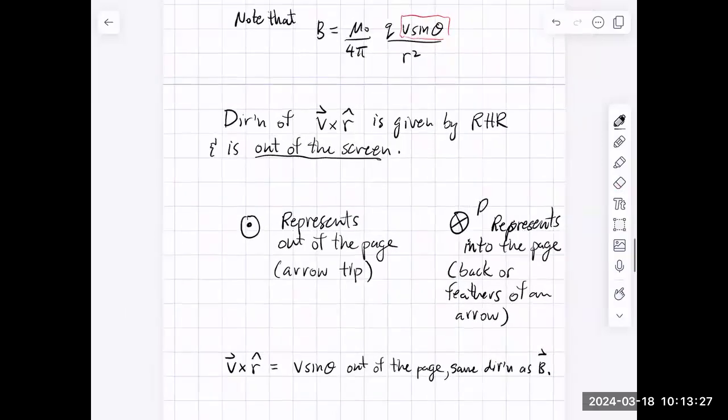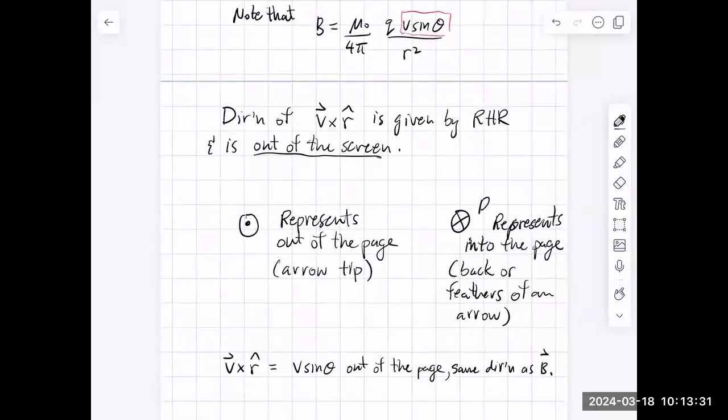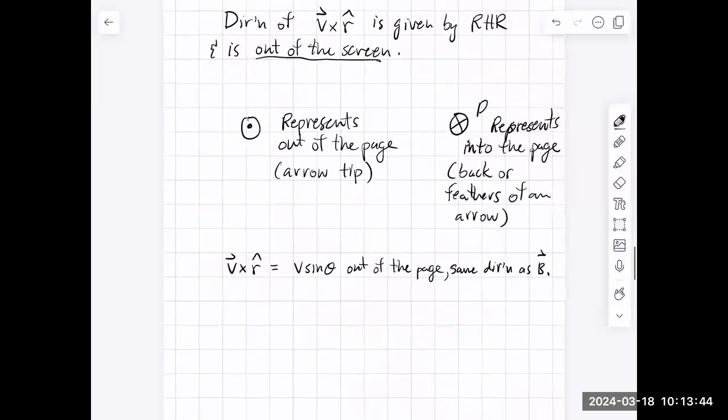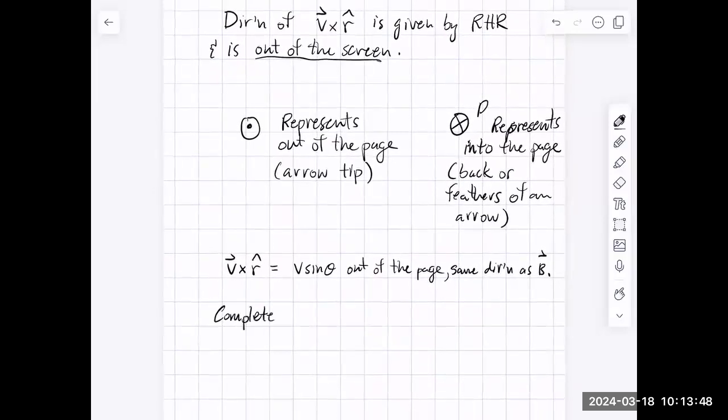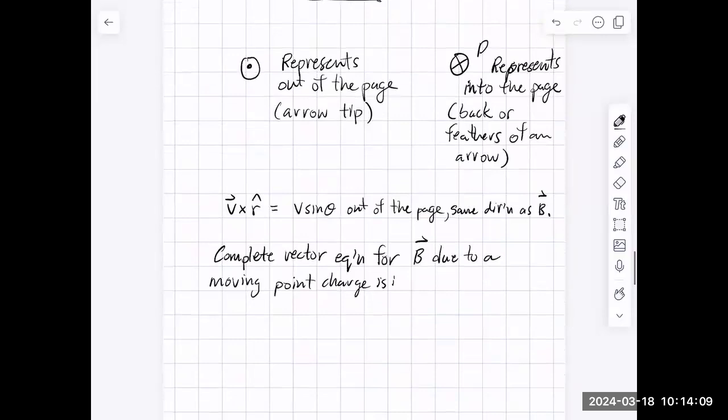All right, so then we can replace the V sine theta in that little red box with V cross R hat, and then it has the right magnitude and it gives the right direction for the magnetic field. So the complete vector equation for the magnetic field due to a moving point charge is, okay, it's a full vector equation, so we'll put B with a vector sign. The constants are the same, mu naught over 4 pi.